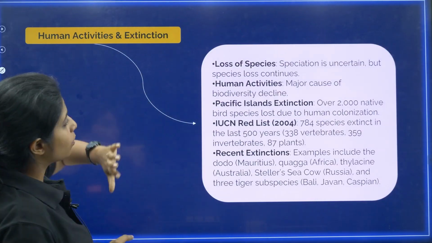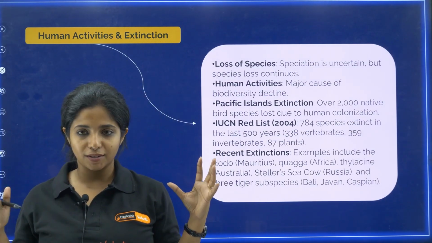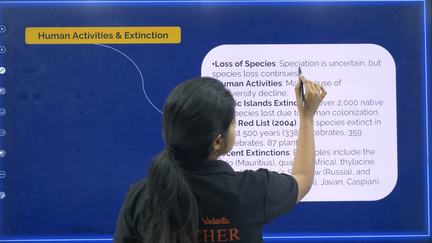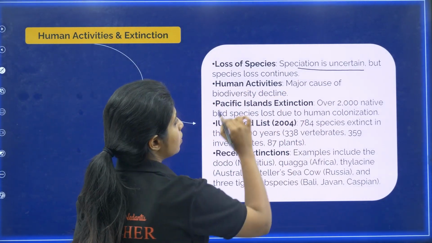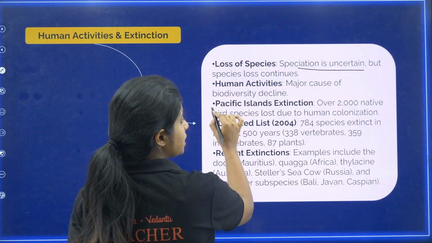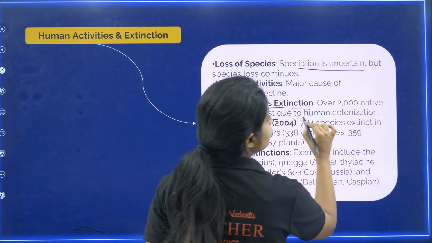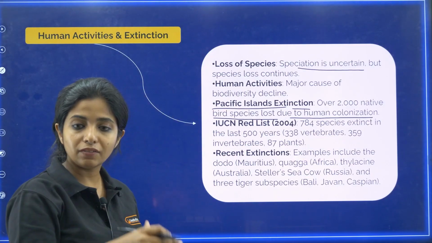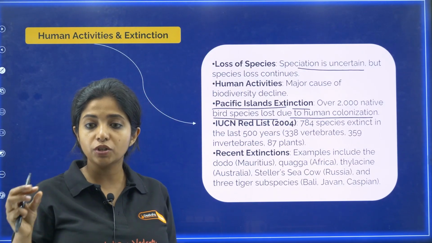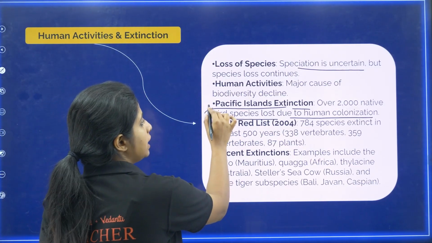Cool. Now, human activities and extinction. What did human beings do, and how did it lead to extinction? Loss of species, speciation is uncertain, but species loss, human activities are the major cause. So Pacific Island extinction: over 2,000 native bird species were lost due to human colonization. People started living there. That is why almost 2,000 bird species were lost. They got extinct, and this is known as Pacific Island extinction.